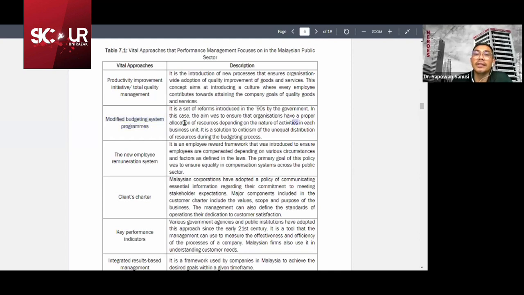Now we are focusing on sustainability of technology or sustainability of resources. Itu yang sekarang ni Malaysia buat. Building on the budgeting system program.